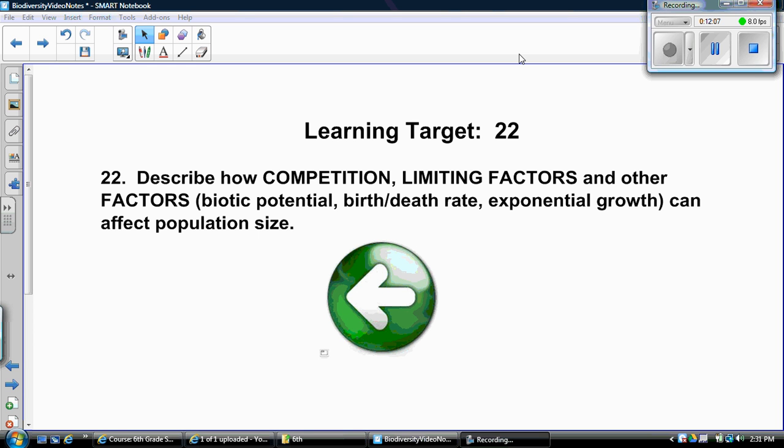Okay, so hopefully after listening to the video, you can describe what competition means, you can list any limiting factor, and you can tell how biotic potential, the birth and death rate relationship, and exponential growth can affect population size. Because all of those are factors that can cause a population to either increase or decrease.